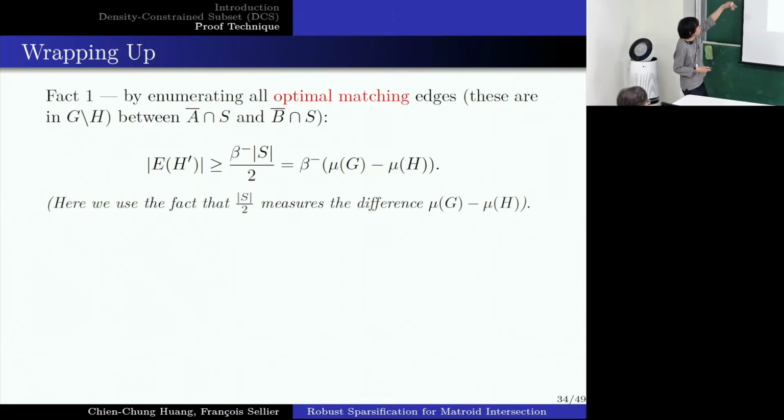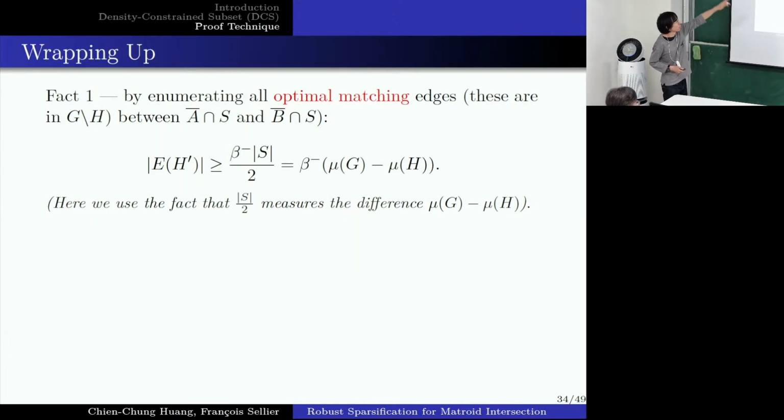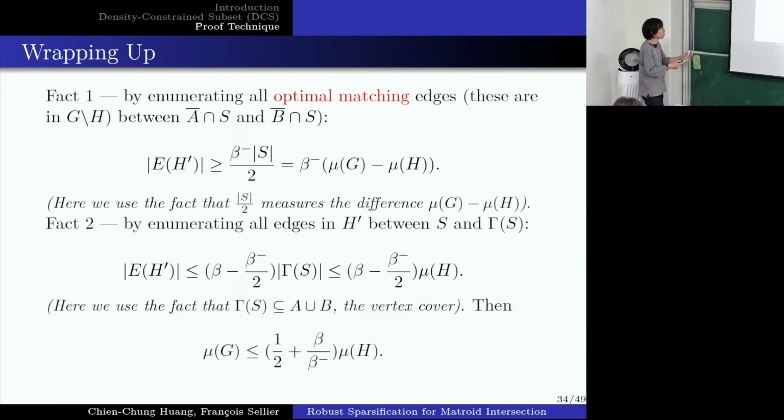So this is the second property I just used. I have a lower bound on the size of H prime, which is this. Then remember I said S is exactly the difference between the optimal matching and the optimal matching in H. And in the second slide, I enumerate all the edges that are present in H prime. I got the upper bound of E of H prime, like this. And then this term, gamma of S, is going to be at most mu of H.